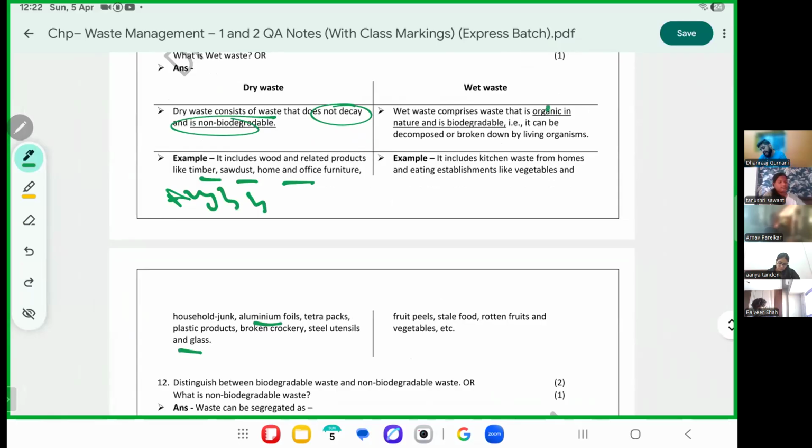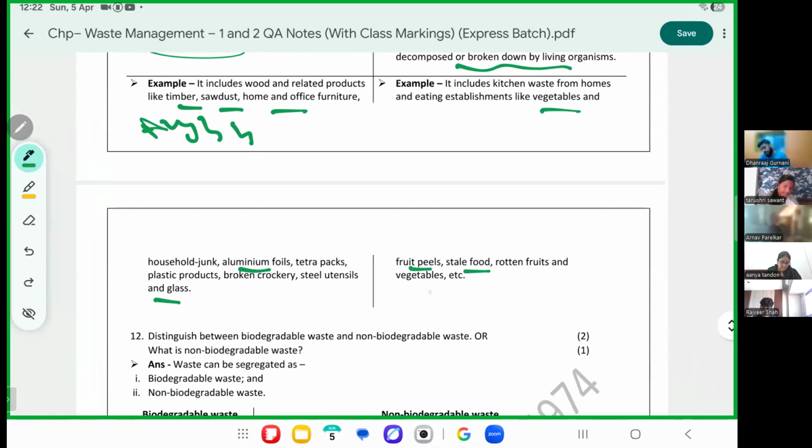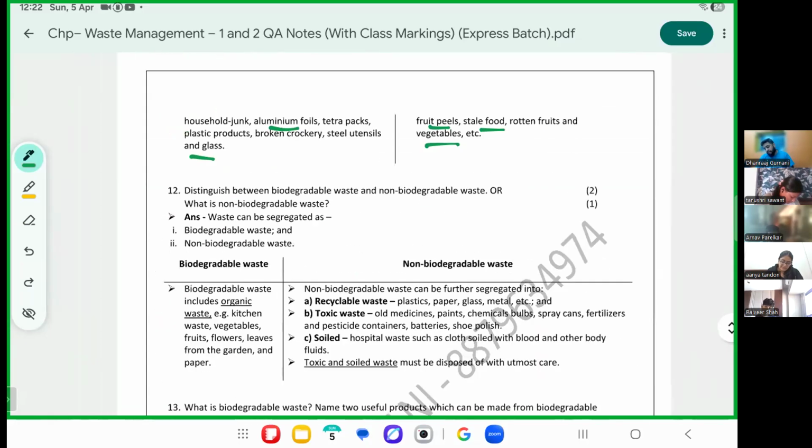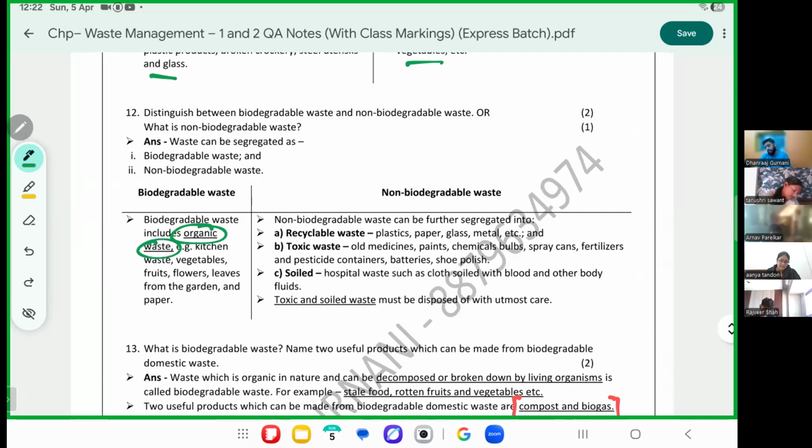Wet waste is organic and degradable. It breaks down. Again, learn the examples: animal peels, fruits, rotten vegetables, and so on. What is biodegradable and non-biodegradable? Biodegradable is that which breaks down. Examples are the same: kitchen waste, fruits, flowers.